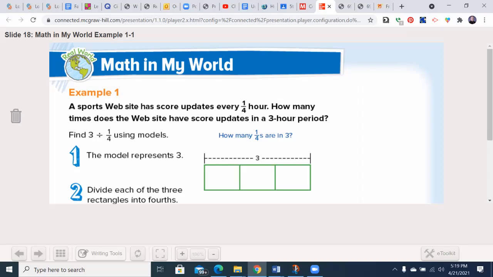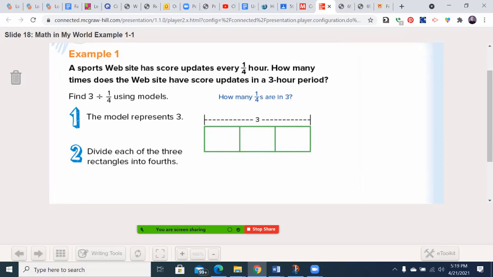So let's look at example basic. We're going to work through it here. Here's steps 1 and 2 that are found on 765. A sports website has score updates every quarter hour. How many times does the website have score updates in a 3-hour period? So we find 3 divided by a quarter using models.